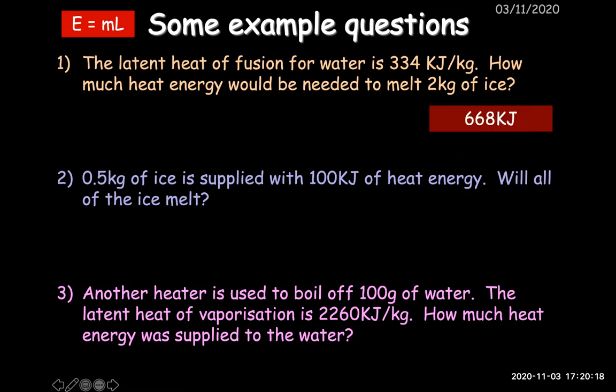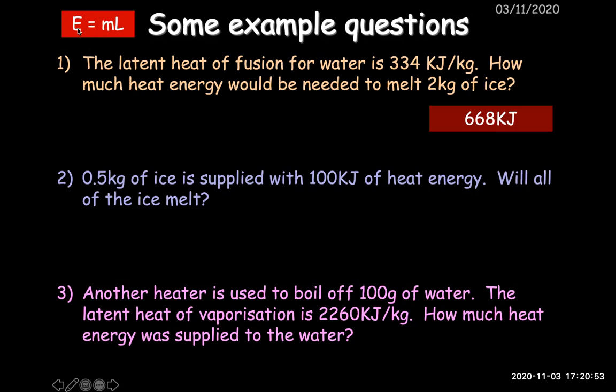Now the next one, I'm presuming that you may have had some students saying, how can I do this? How do I know whether all the ice melts or not? Well, you do, because your answer's up there. 334 kilojoules per kilogram is how much energy it takes to melt water. So this particular question said 0.5 kilograms of ice is supplied with 100 kilojoules of energy. Will all the ice melt? Well, let's go to our formula.